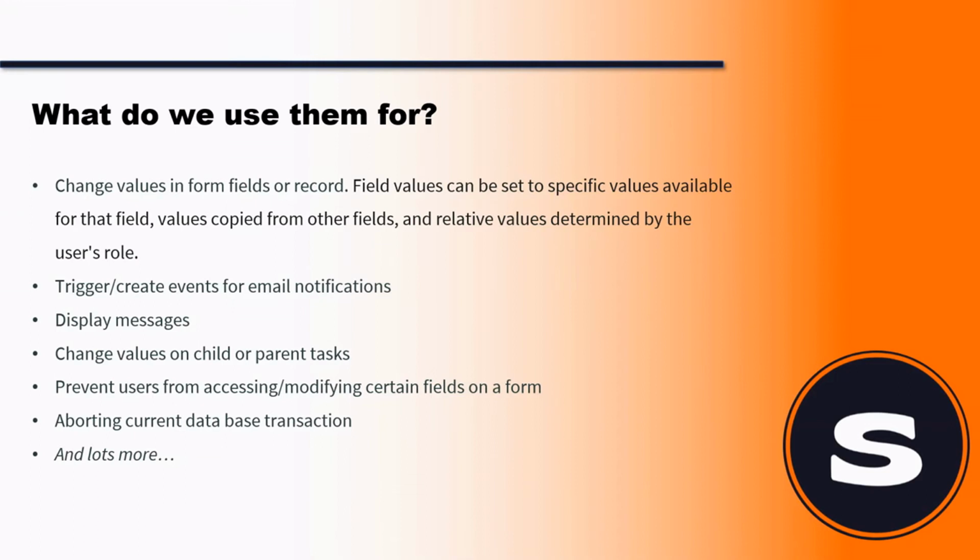Change values on child or parent tasks. So we might want to do that. If you update the short description on an incident, do we want to update the short description on the child tasks? And what type of business rule would that be?